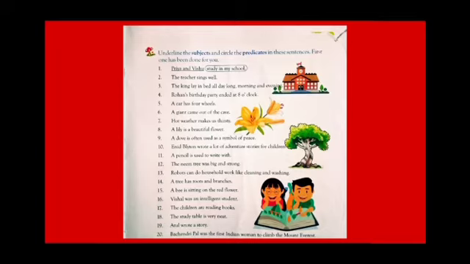The king lay in bed all day long, morning and evening. Who lay in bed all day long, morning and evening? The king. So the sentence is about the king. So the king is the subject, and lay in bed all day long, morning and evening is the predicate. Now you solve questions number 4 to 20.